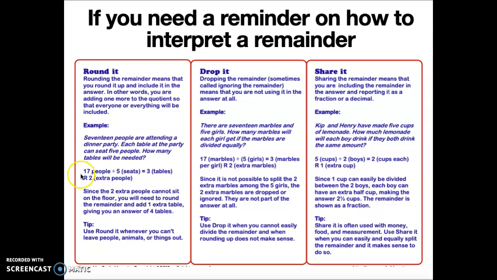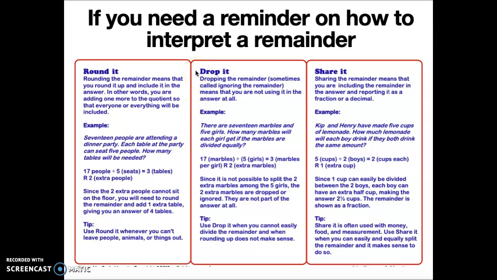So in this example problem, there's 17 people and they're going to be sitting at a table that seats only 5. So when you do the math, there will be 3 tables needed, but then there's also 2 extra people. Because we can't leave the 2 people standing up, it would make sense to round it. So our answer would be we will need a total of 4 tables. And here's what you can remember about rounding. Use round it when you cannot leave people, animals, or things out.